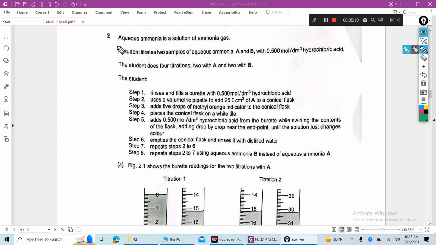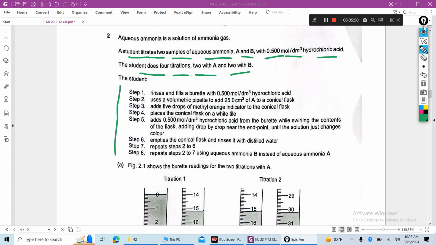Number 2, aqueous ammonia is a solution of ammonia gas. You know, ammonia gas dissolved in water produces aqueous ammonia. A student has 2 samples of aqueous ammonia, A and B. A student investigates the 2 samples of aqueous ammonia A and B with 0.500 mole per dm cube hydrochloric acid. The student does 4 titrations, 2 with A and 2 with B. So this is the titration procedure.